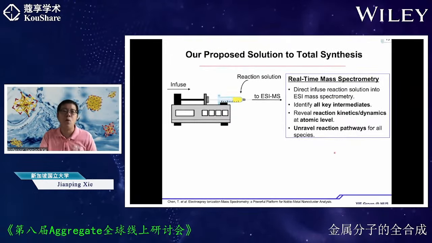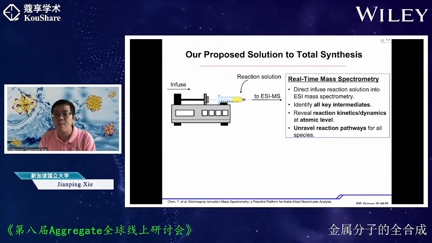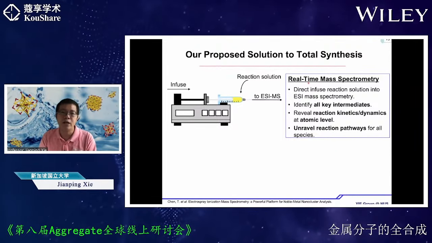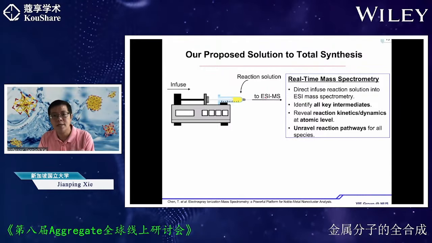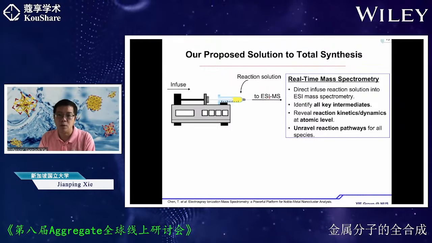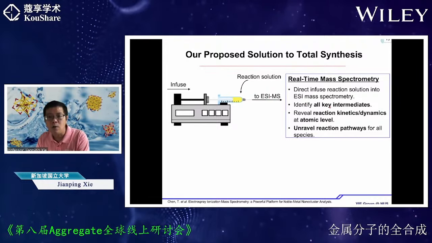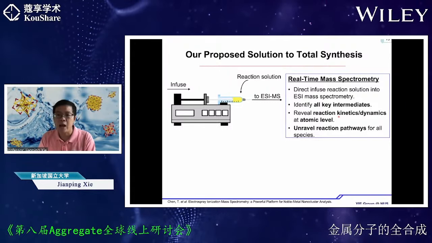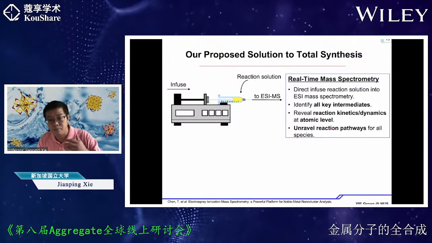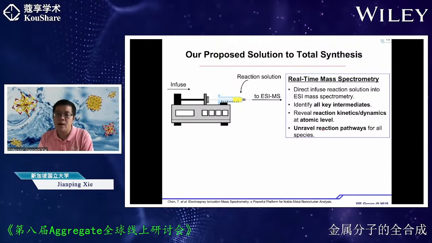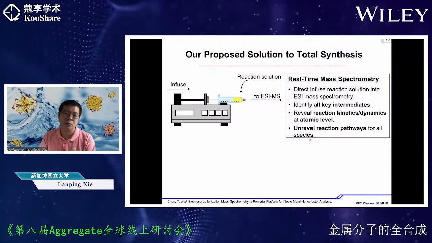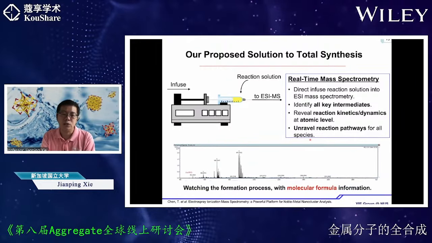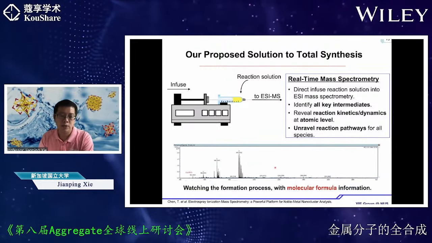So my group proposes to use this very simple tool, mass spectrometry. It's a real-time mass spectrometry. If we synthesize our cluster, we can directly infuse our reaction solution inside the ESMS, the mass spectrometer, and then we can identify all the key intermediates. You can reveal reaction kinetics and dynamics at the atomic level, and if we have some understanding, we can unravel the reaction pathway for all species. So actually our platform is very simple. I can just demonstrate it in this video.